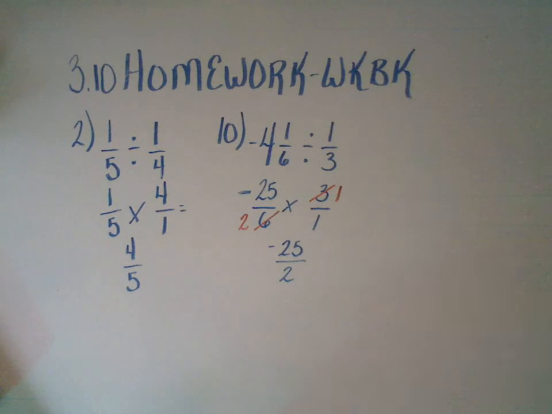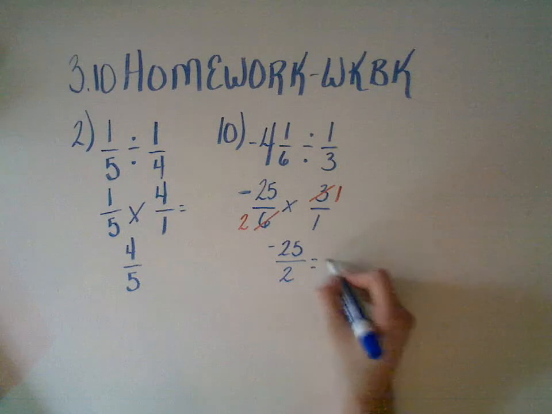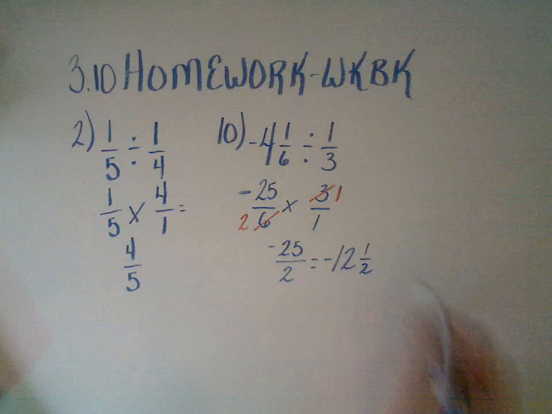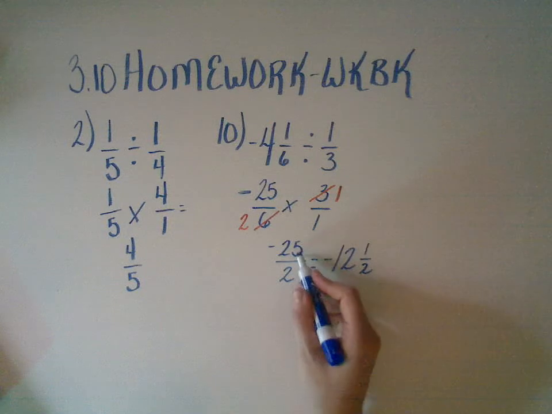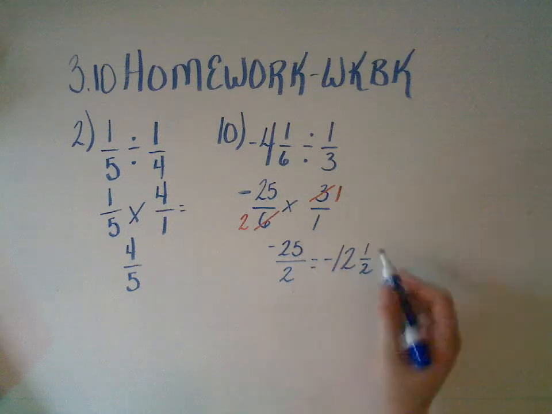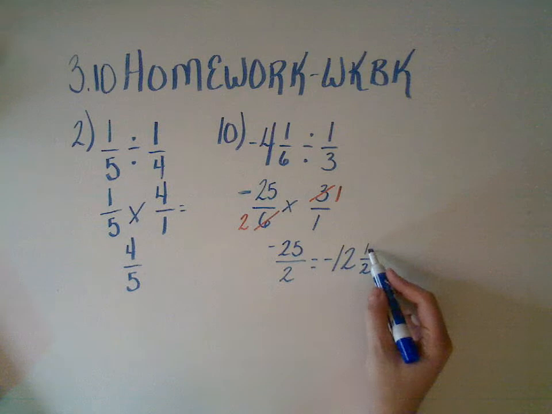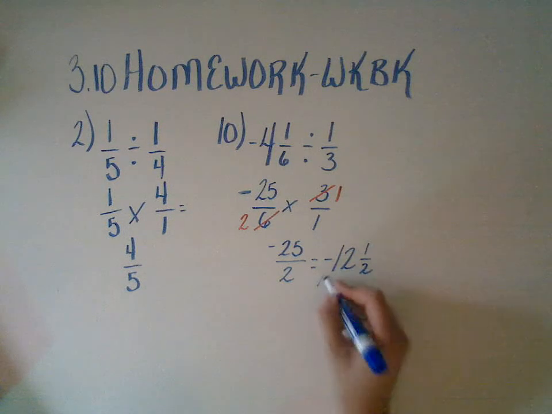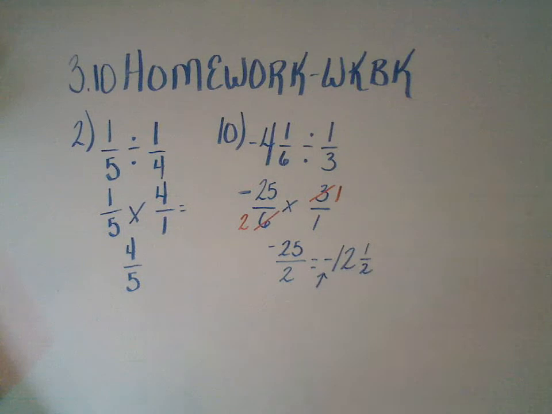And so we could leave it like that, or if that's bothering you, we could change it to a mixed number, which is 12 1/2. 2 goes into 25 12 times without going over. That would leave me a remainder of 1. And the denominator stays 2. And I remembered my negative sign. And that would be my answer for number 10.